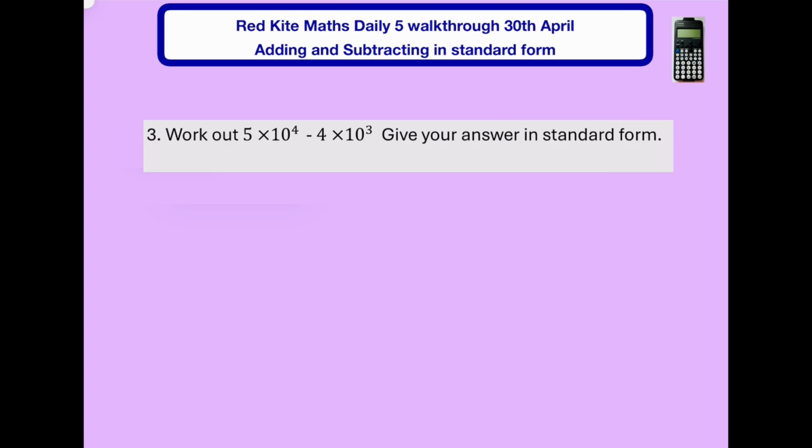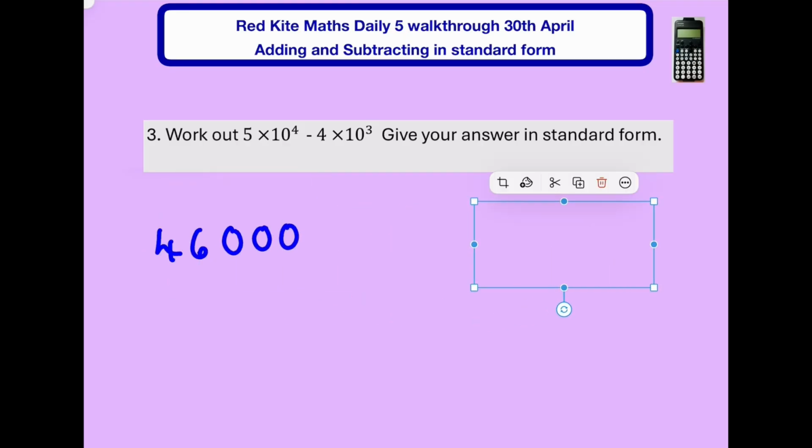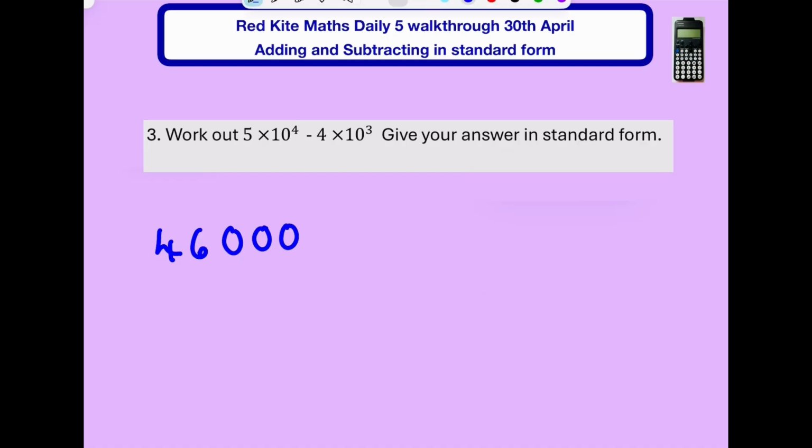Work out 5 × 10^4 take away 4 × 10^3. And we have to give our answer in standard form. Okay, so we're going to work all of that out, and then you should get 46,000. And then just as before, I'm going to pop in a pretend decimal point here.